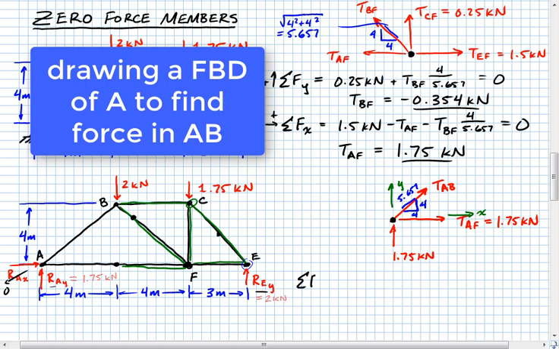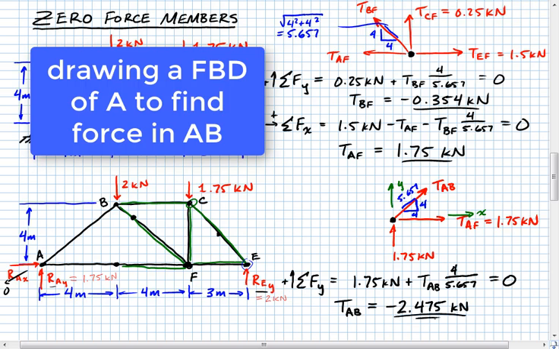We'll do a sum of forces on that free body diagram, and I'm going to do it in the vertical direction there. And there we'll have 1.75 kilonewtons, plus we just need the vertical component of TAB. So what we'll do is take TAB and multiply it by 4 over that hypotenuse length of 5.657, and that should all equal 0. So if you look at that and do it, you end up with a TAB that is equal to negative 2.475 kilonewtons approximately. All right, and that's the last value that we were looking for.